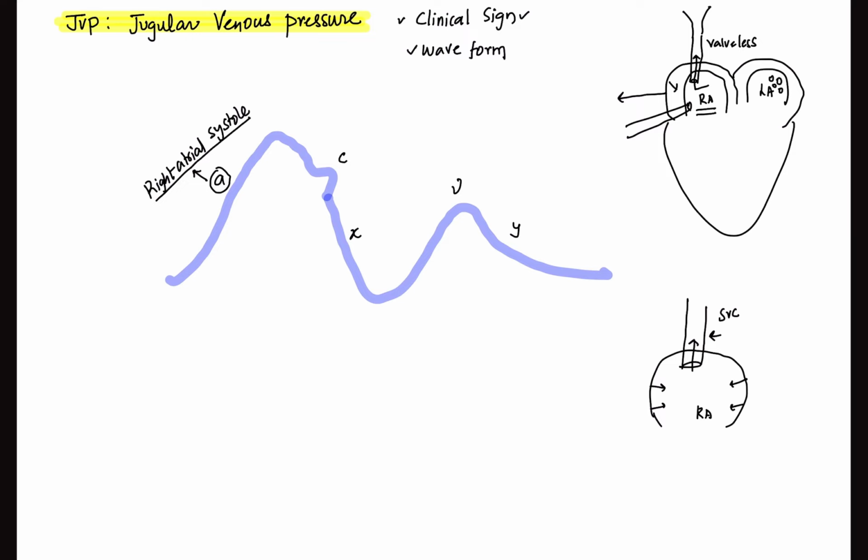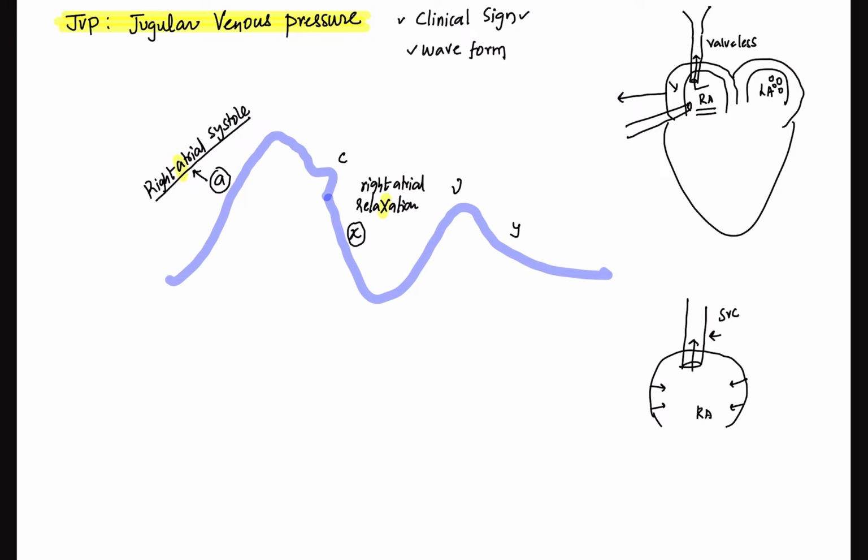This is one thing. Next, as the right atrium is contracting, this is followed by X, meaning relaxation, that is right atrial relaxation. So when there is an atrial contraction, this is followed by atrial relaxation. So take the word X from relaxation.